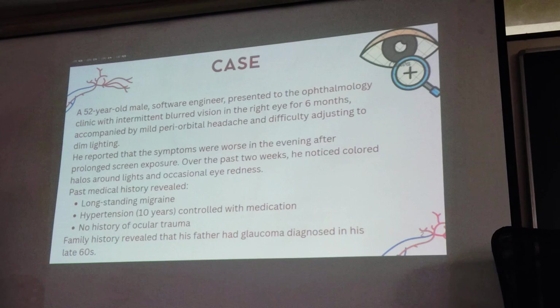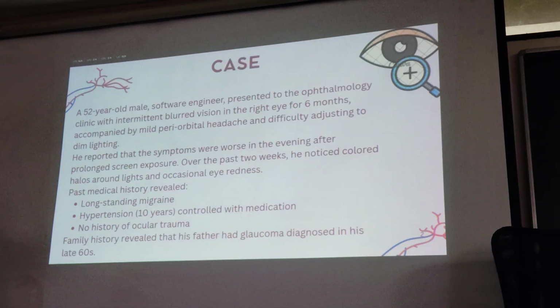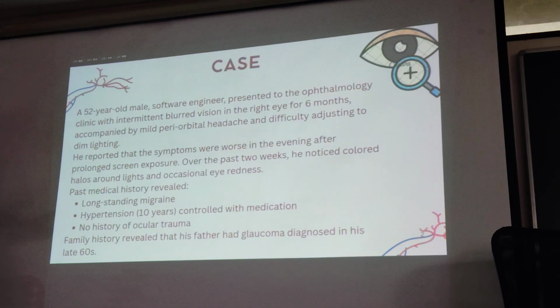He reported that the symptoms were worse in the evening after prolonged screen exposure over the past 2 weeks. He noticed colored halos around lights and occasional eye redness. So whenever we look through a dirty windshield or a car windshield, we always see rainbows around lights, street lights or lamp lights. Those are what colored halos are. Usually colored halos are a specific sign for one main disease, which we'll talk about in the future. Over the past 2 weeks, he noticed colored halos around lights and occasional eye redness.